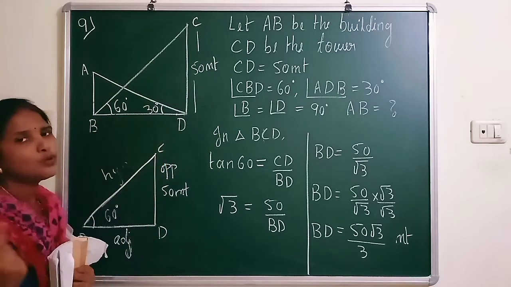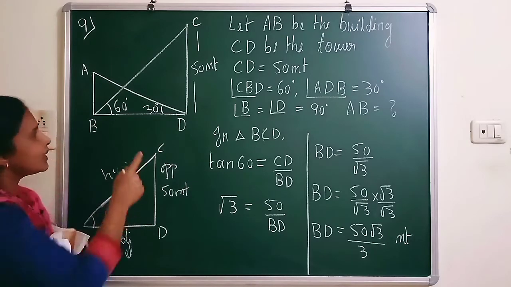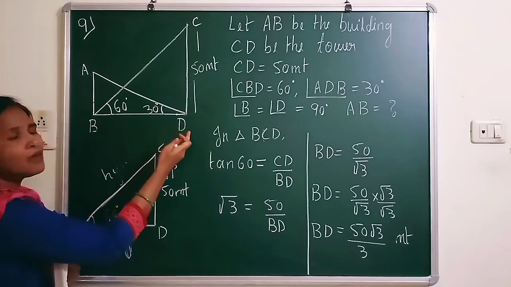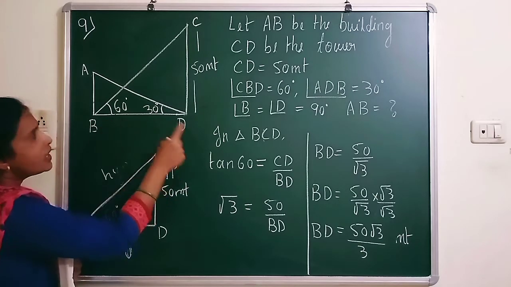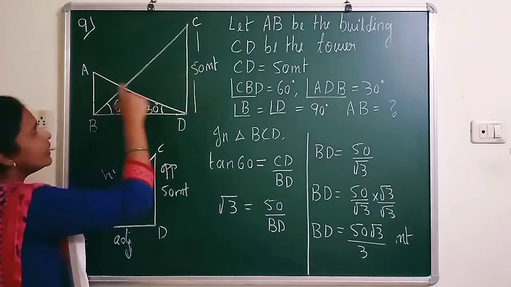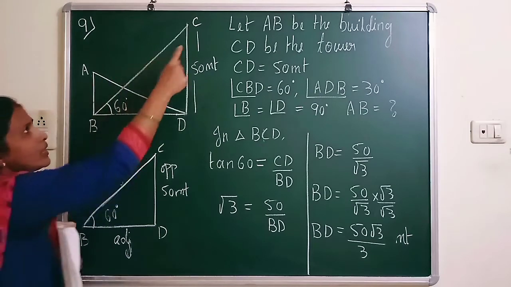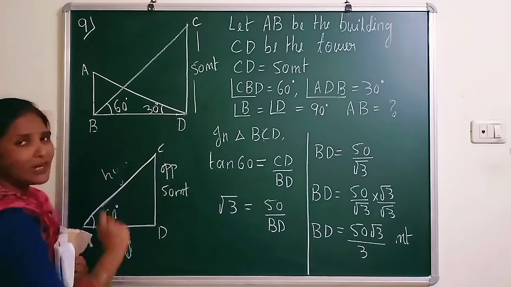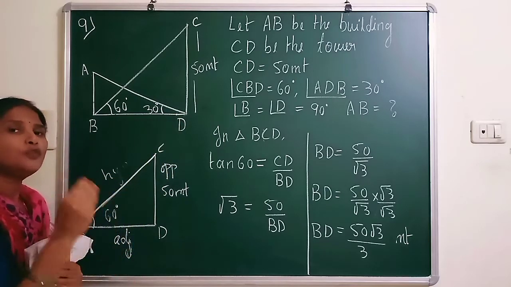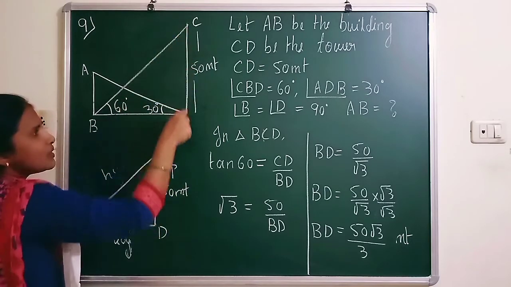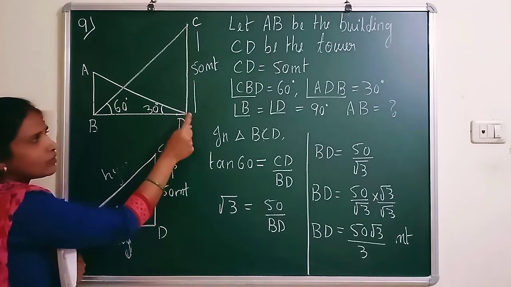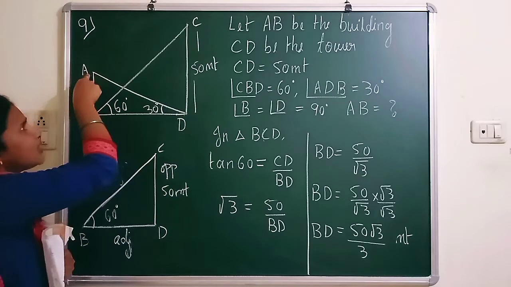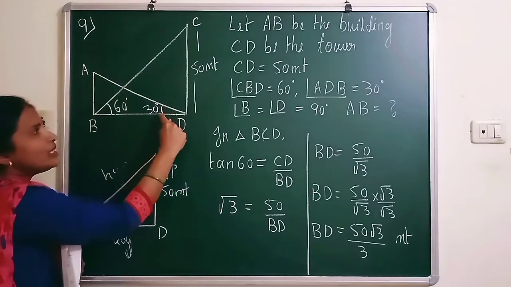Whenever there is no mention of a man in the question, understand that the horizontal line is nothing but the ground. So BD is the ground and you can see here AB and CD. AB is the building and CD is the tower. And he is telling that the angle of elevation from the foot of the tower, where is the foot here? D.